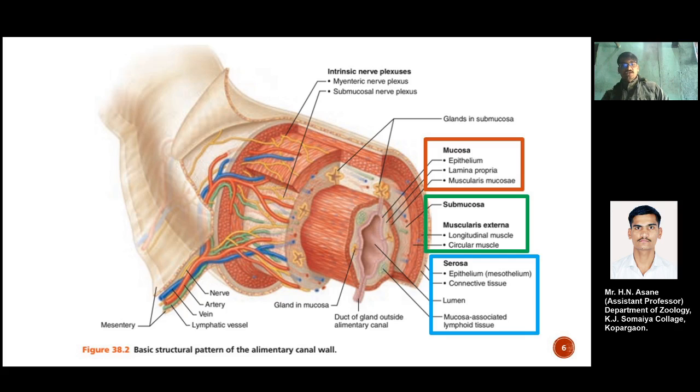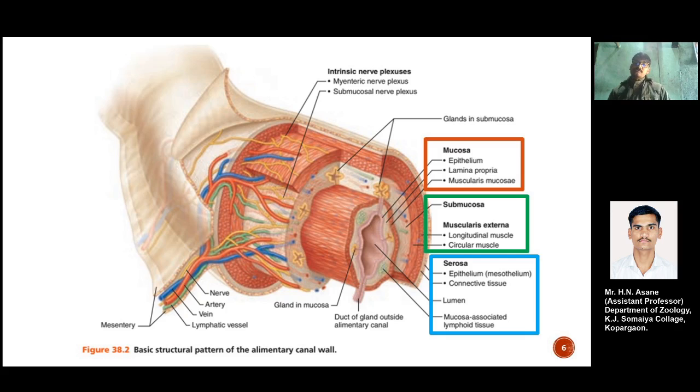The middle layer of the serosa is the connective tissue. Sorry, the lumen is different. So it has only the epithelium and the connective tissue cells. The lumen, as you can see in the inner structure, is where the semi-digested food passes through.